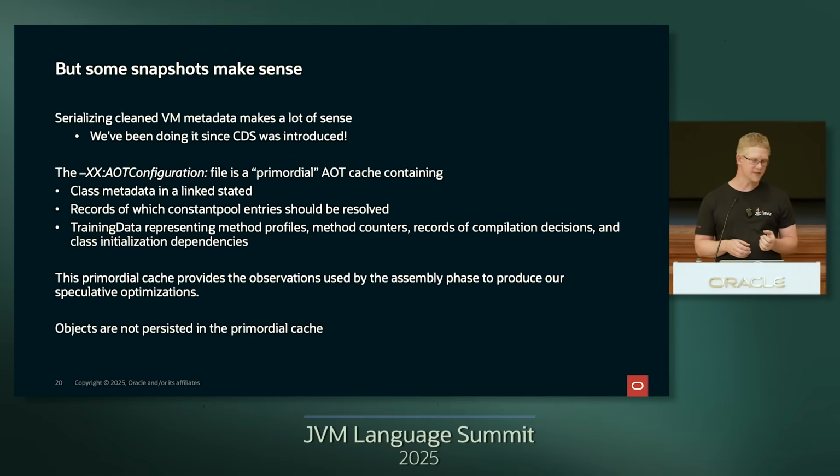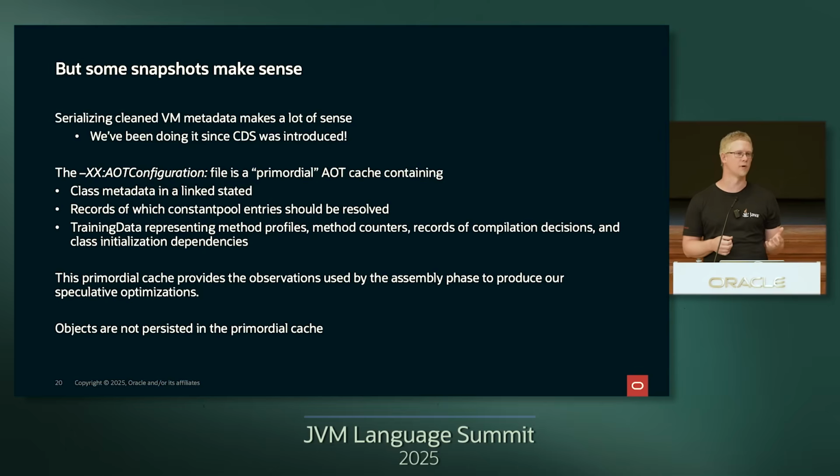So when we end our training run, whether it's the 3-phase workflow from JDK 24 or the new 2-phase, we generate our configuration file. And that configuration file is basically a primordial AOT cache. It's not usable as an AOT cache, but it has just enough information to be able to record the important pieces of state that we need to drive our optimizations. So this has our class metadata in a linked state.